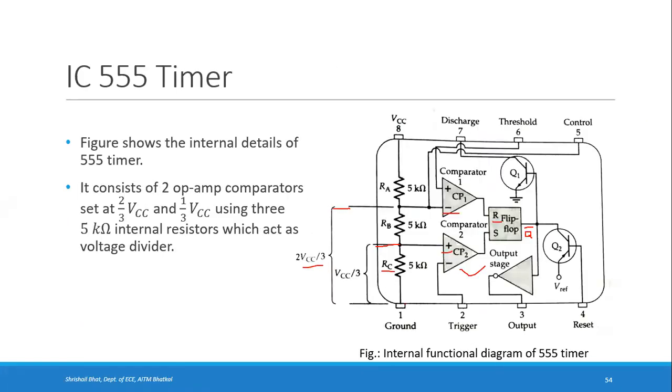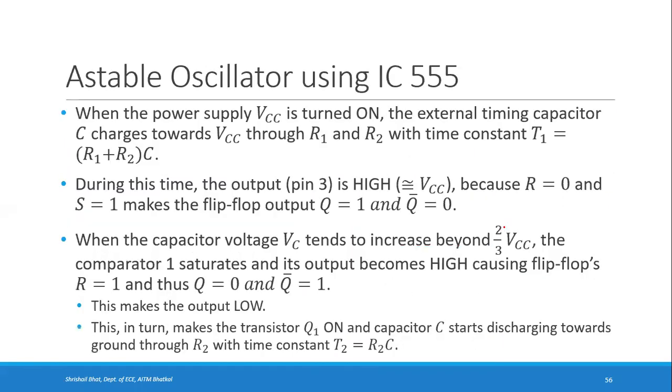So what we mean by this is, R is 0 and S is 1. So Q is 1 and Q bar is 0. As I said, if R is 0 and S is 1, that means the output will be set. S is 1 in the sense output is set. So Q is equal to 1.